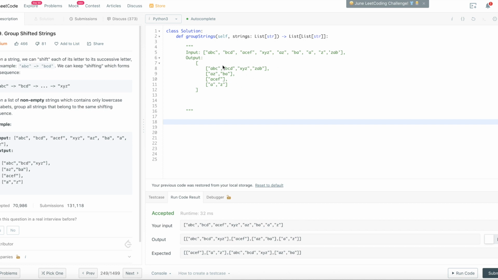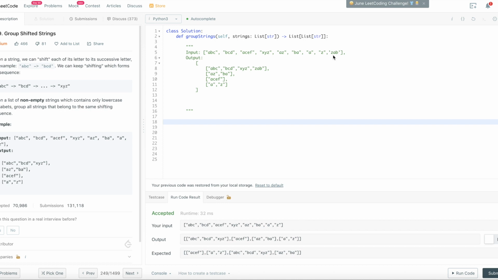What is that property? For example, if you look at ABC, the distance between B and A is 1 and C and B is 1. Similarly, for BCD, B and C is 1, C and D is 1. So they are both the same. And similarly, if I look at Z, A, B, they are also the same. In this case, assume after Z, A will start again. So there will be a rotation.